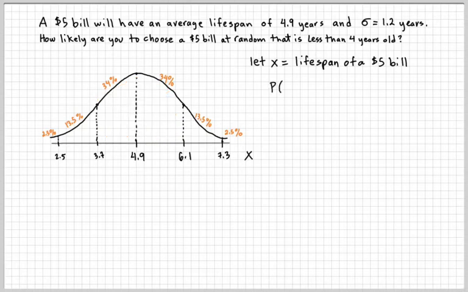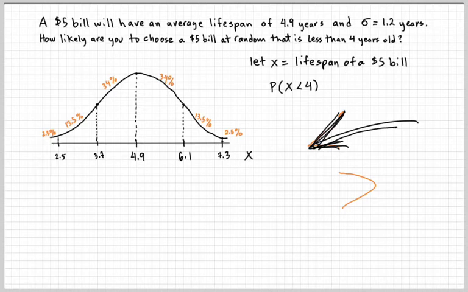Okay, so what are we looking for? We're looking for the probability that x is less than 4. What's x? The lifespan of a $5 bill. How do I know it's less than and not greater than? Well, think of it this way. Look at the inequality and see where it's pointing. Which way is this one pointing towards? To the left. If it's pointing to the left, that means less. If it's pointing to the right, it's greater than, more.